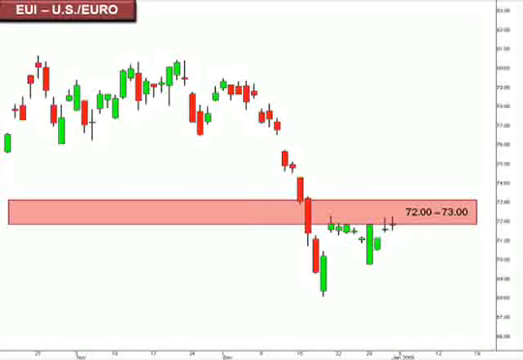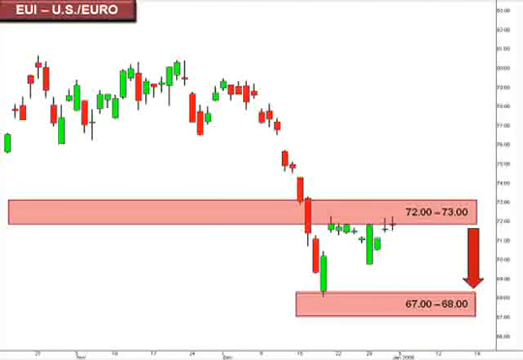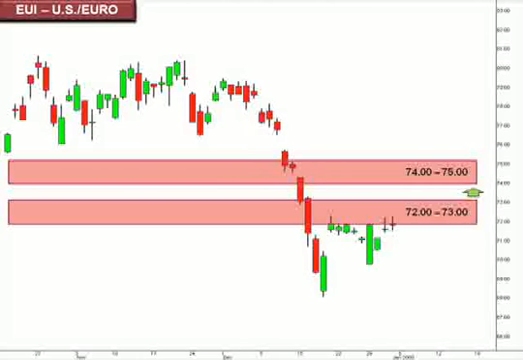All right, the 72-73 focal zone remains a strong resistance level for the EUI, the US versus the Euro. Now, at this point, we have to be open to the possibility of a rejection here, which would likely yield a test back down into the 67-68 range. However, with such evident indecision, we have to be open to the possibility of another leg higher into the near-term target between 74 and 75.